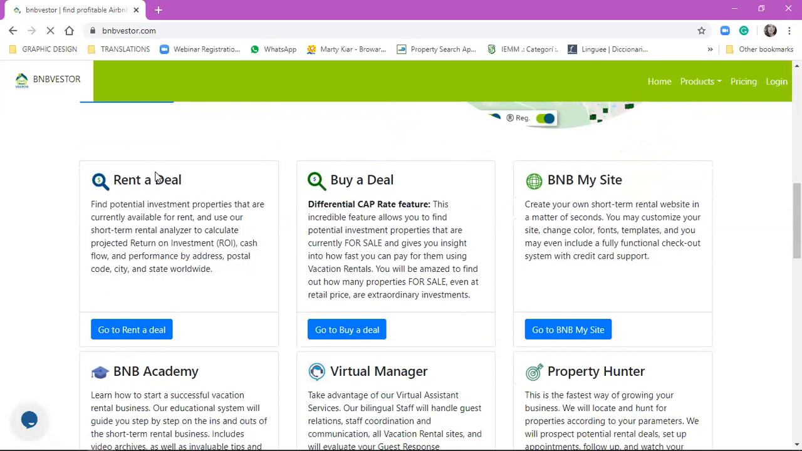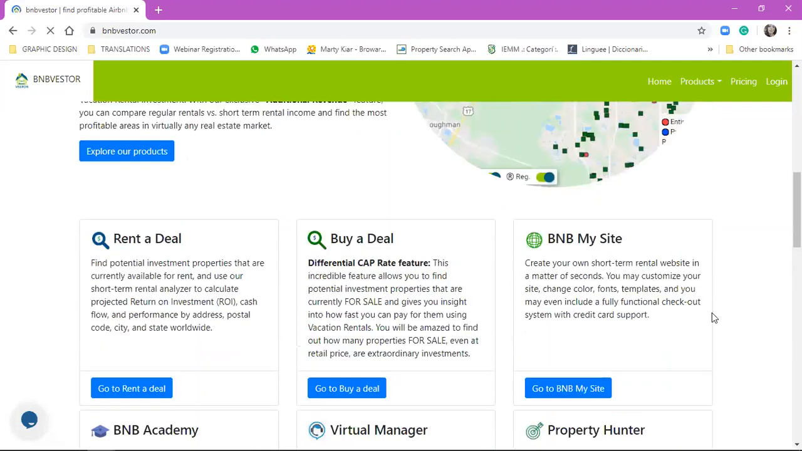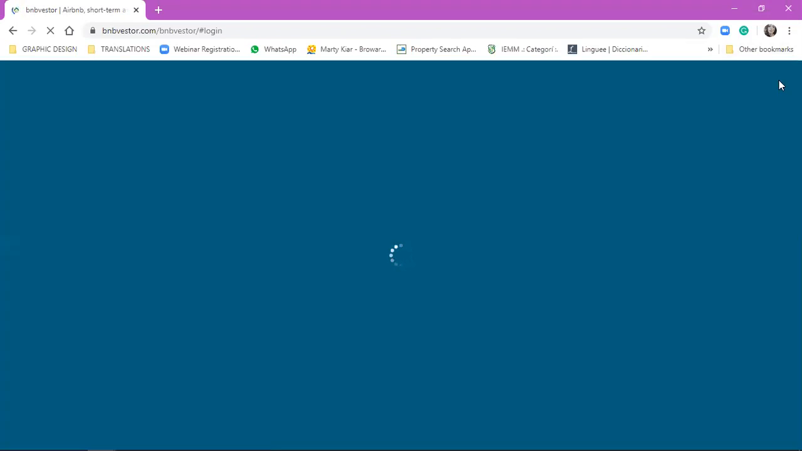And you're going to have also integrated a set of different folders, let's say, applications like Rent a Deal, Buy a Deal, BNB Site, Property Hunter, Virtual Manager, and BNB Academy. These are all different sites that you're going to have inside of BNBvestor, and you're going to have access to it. So I'm just going to click login. Remember, you can always ask any questions. If you want me to go through a specific example, I can also do that for this particular software.